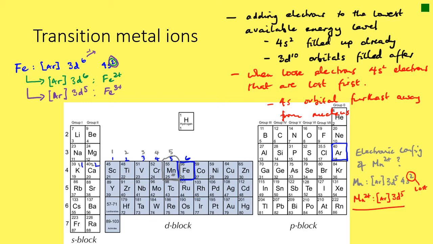So there we are. And the way that I think about this is that when you're adding electrons, as you go up through the periodic table, you add them to the lowest energy levels first. But when you're losing electrons, you lose them from the orbitals that are furthest away from the nucleus, i.e. the 4s orbital, furthest away from the nucleus.